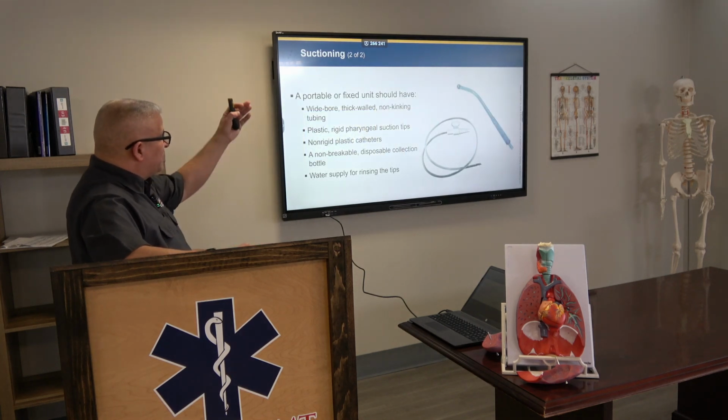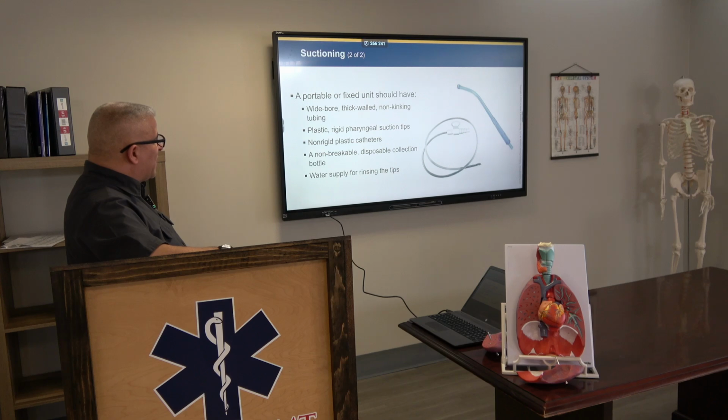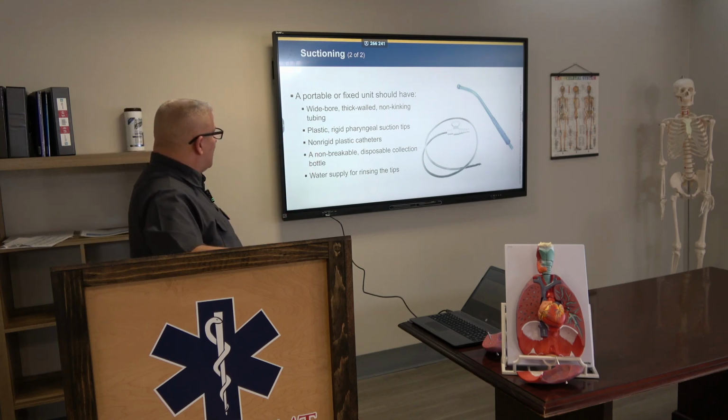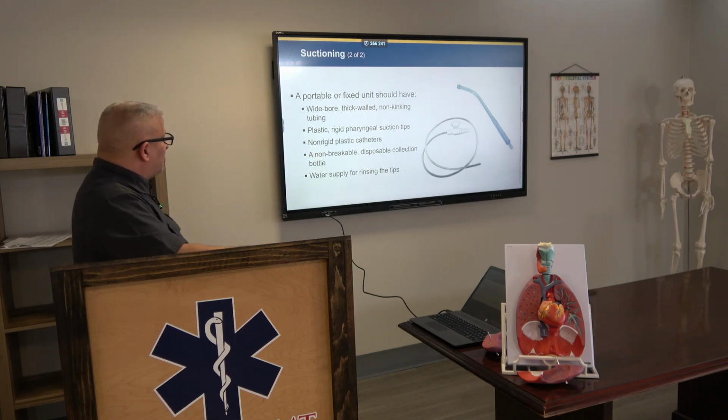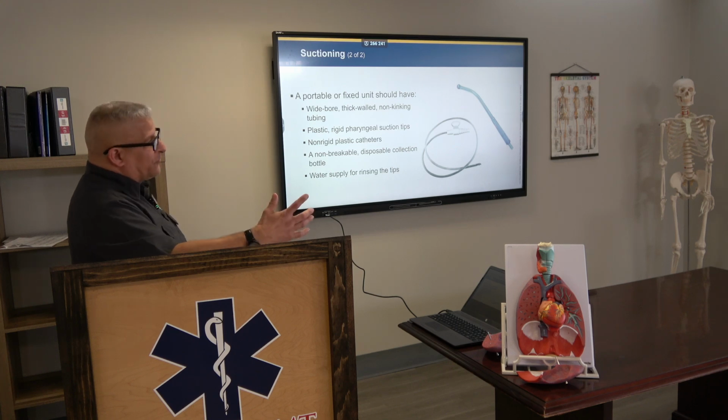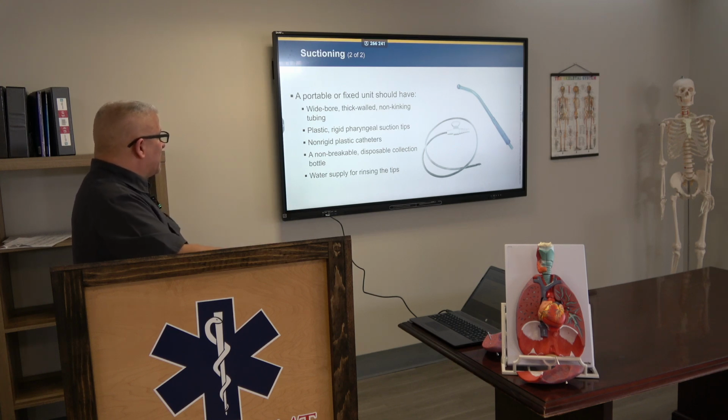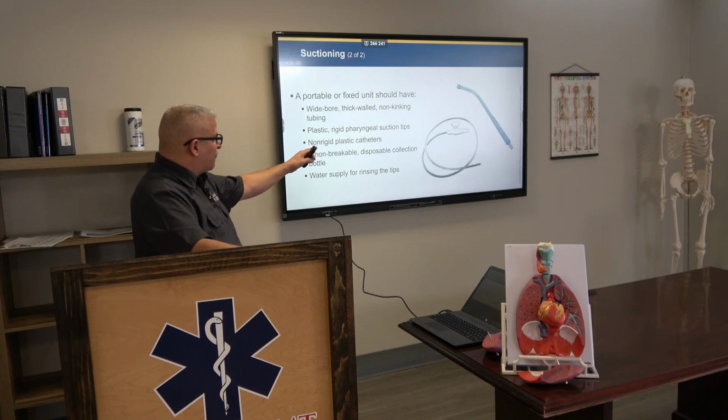So here we have the rigid, you see the blue one, and then we have the soft, which is curled up. The rigid one is called the Yankauer or tonsil sucker, as your book puts it. And then we have the French, which is the curved one there.